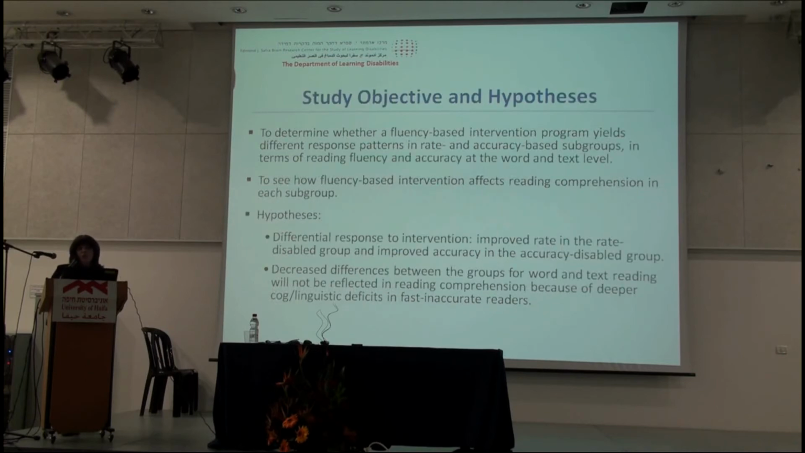To determine whether a fluency-based intervention program yields different responses in terms of reading fluency and accuracy, this was the first objective. The second one was to see how fluency-based intervention affects reading comprehension in each group. And we hypothesized that the differential response to intervention would be improved rate in the rate disabled group, improved accuracy in the accuracy disabled group, and we thought that decreased differences between the groups for word and text reading will not be reflected in reading comprehension, because the rate disabled actually exhibit a deeper cognitive linguistic deficit in this group.